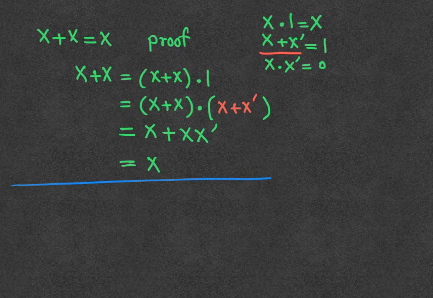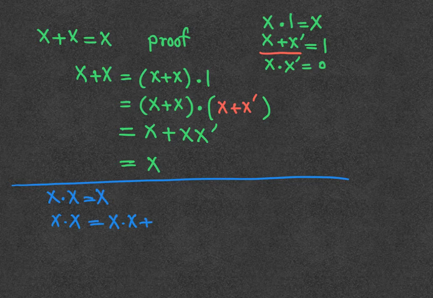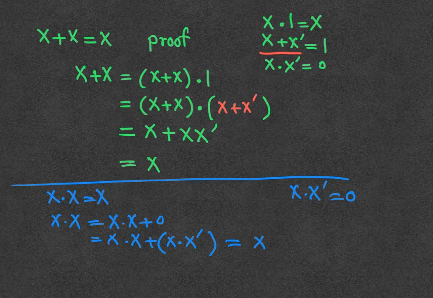And let's prove the other one. So you can write x and x is equal to x and x plus 0. You can write 0 as x multiplied by x prime. So you just replace 0 by x multiplied by x prime, which gives x multiplied by x plus x prime, which is x multiplied by 1, since this is 1. And the answer is going to be x.